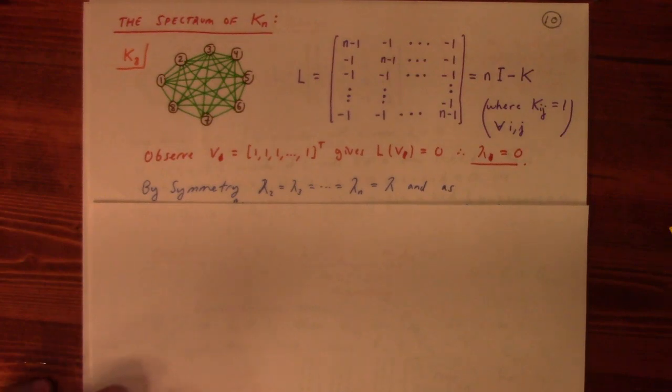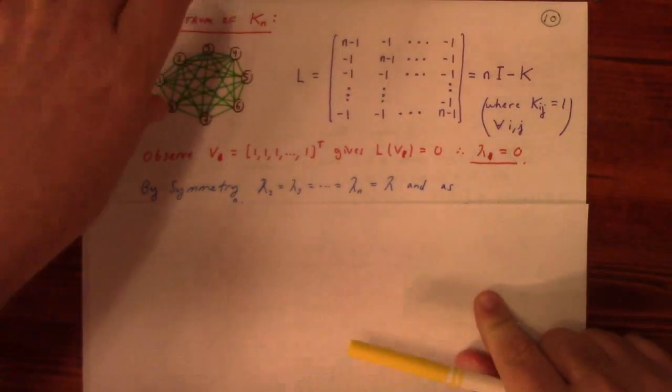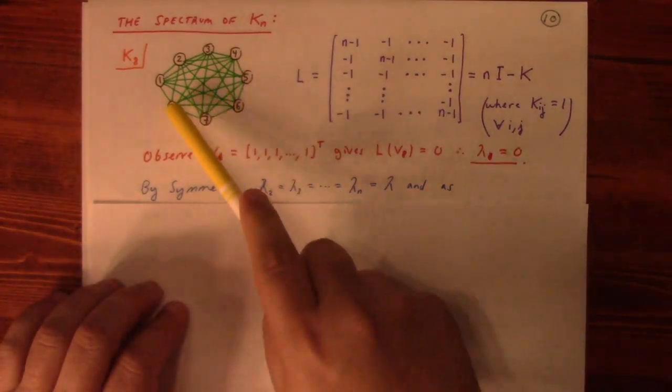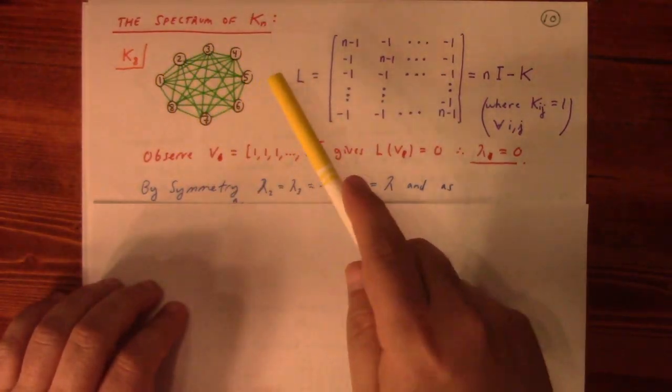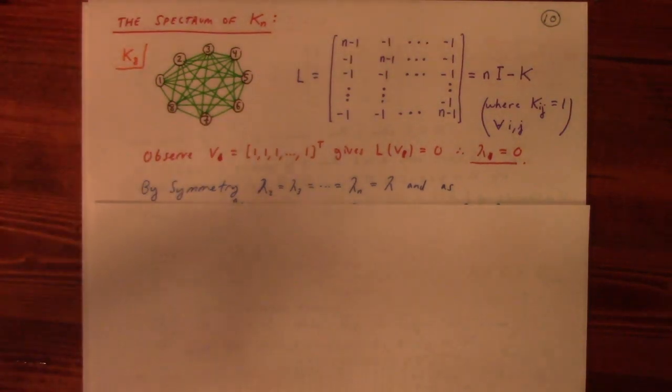Now, by symmetry here, I think you can calculate the spectrum of this graph by symmetry. And what I mean by that is that if you look at this, there's a symmetry between all the nodes, right? They're all equal in the sense that no one is special. Each one has the same number of edges.